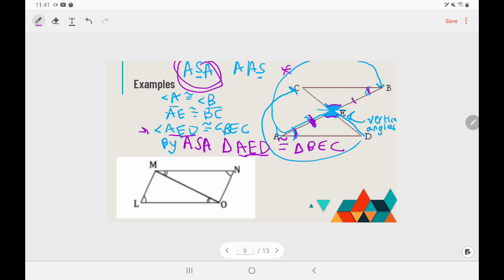All right, next example. If I have this diagram, notice this time I have 2 angles that are already marked. Okay, so what rule am I going to use? Which one of these am I going to use? I need to find a side that's congruent. Remember, if they share this side, it is called reflexive.